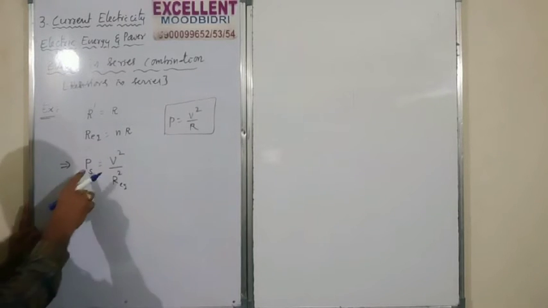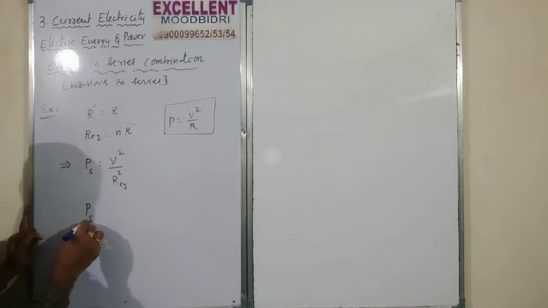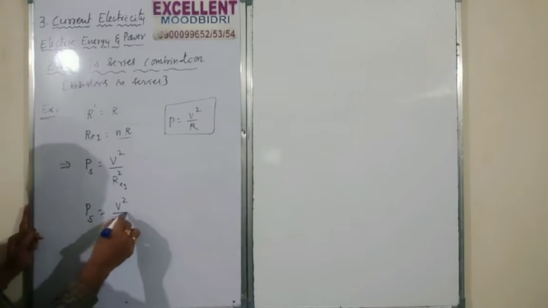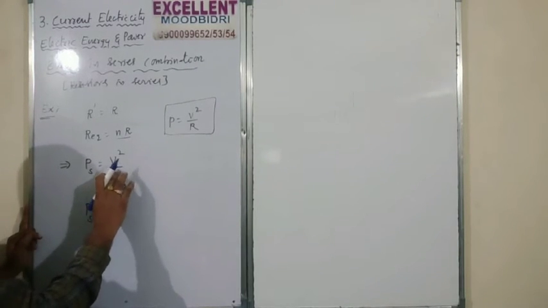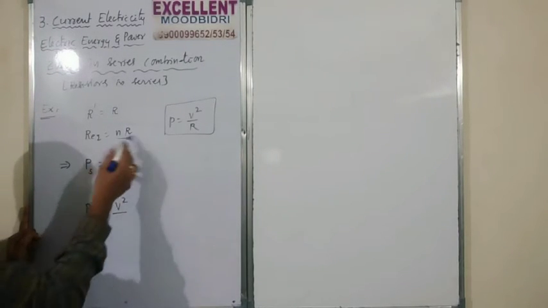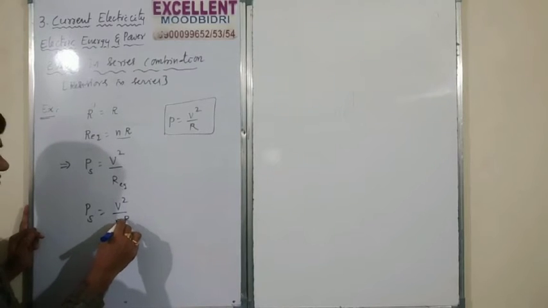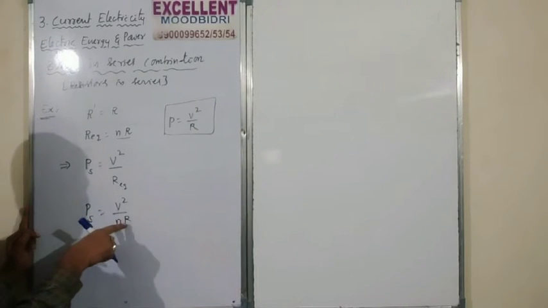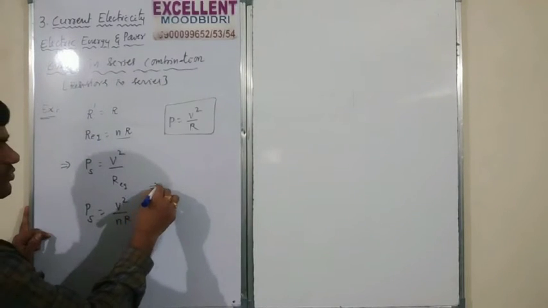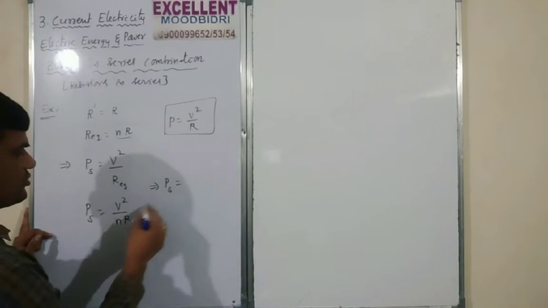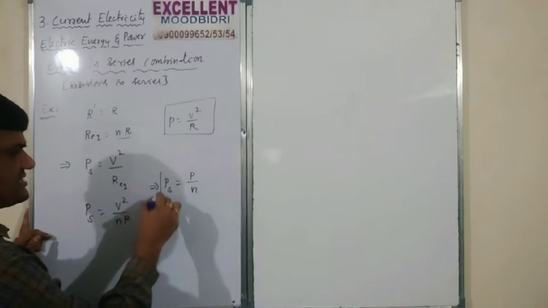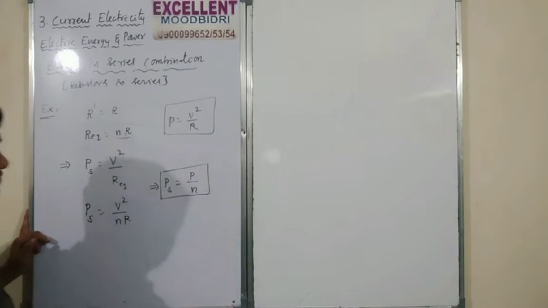Now PS is equal to V square by RS. Here it is R equivalent only, V square by R equivalent. R equivalent is equal to what? N into R. V square by R is equal to P, right? Therefore, PS we can write as P by N. This is the series combination formula.